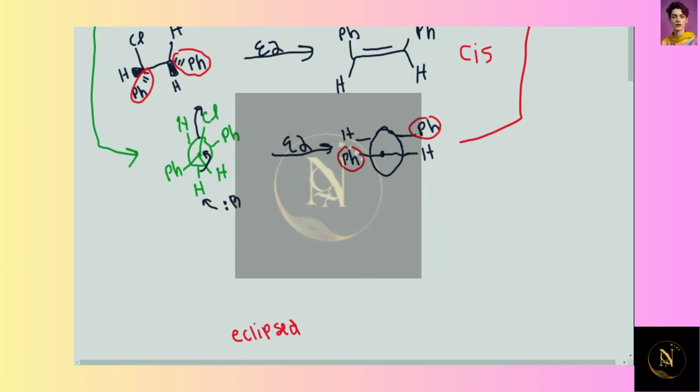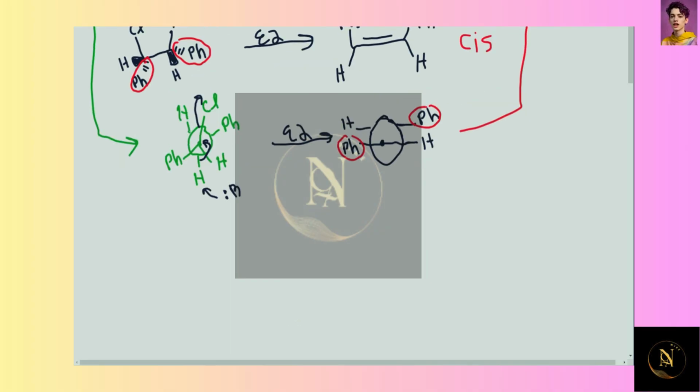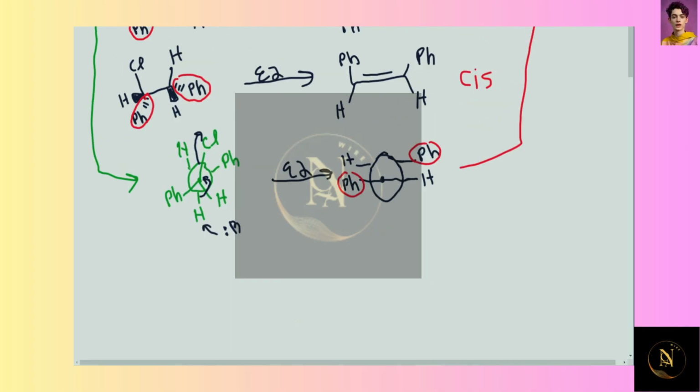So I'm going to go ahead and draw the Newman projection for the second, cis isomer. What is that going to look like? So for our front carbon here, our top is going to be chlorine, and phenyl is on the bottom left, and hydrogen on the bottom right.